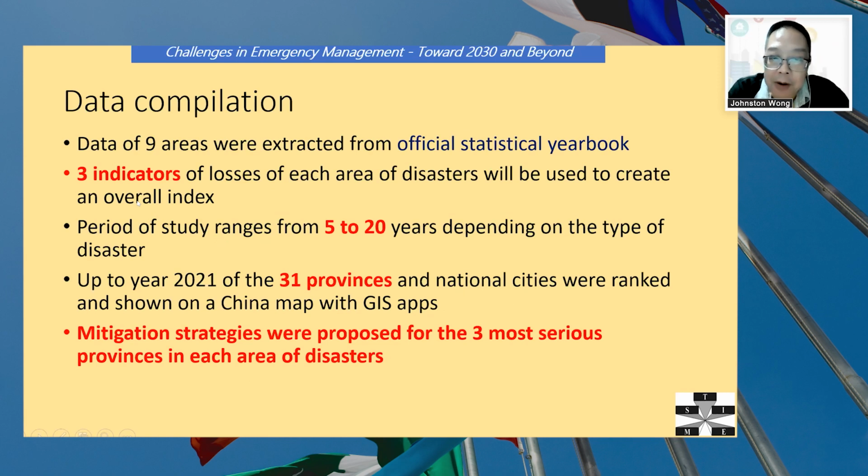For the 9 areas, we identify at least three major indicators within the same area to measure the severity of that disaster in different provinces. We cover all 31 provinces because it is available in the yearbook, and certain major cities like Shanghai and Beijing are comparable and also included in the 31 provinces. The data we use cover at least 5 to 20 years, depending on availability. Finally, we try to identify mitigation strategies for the most serious provinces in each area of disaster. That is what we are trying to do in this study.